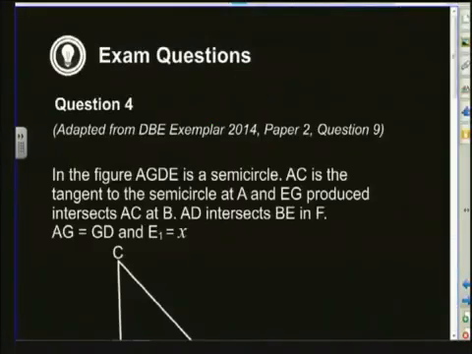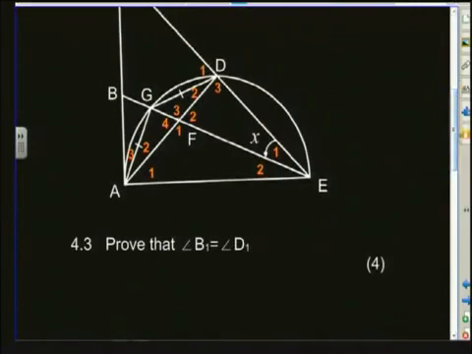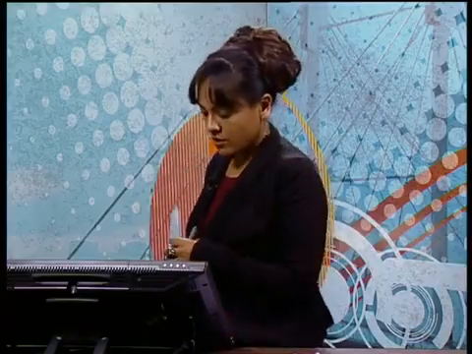All right, time to do the last part of this question, and this is 4.3. Here we are asked to prove for 4 marks that B1 is equal to D1. So B1 being the angle here, we've got to prove that B1 is equal to D1. Okay, we have got a lot of information that we have already shown and that we've already proved. I'm going to remind you of that information in order to help us to answer this question 4.3.